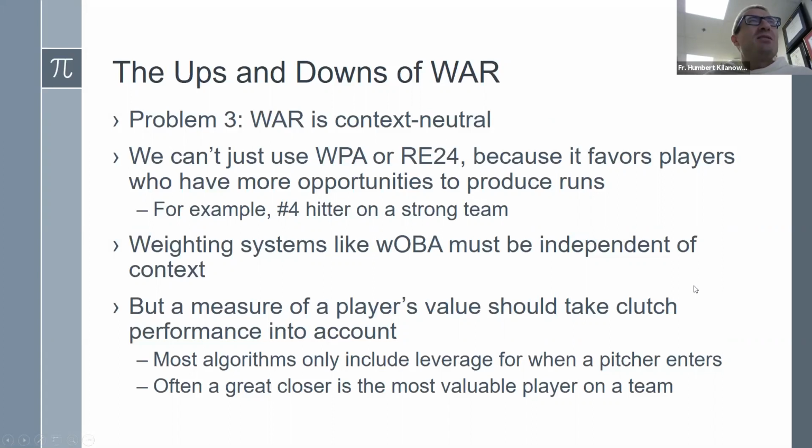But if you want to measure a player's value, then you still have to take clutch performance into account somehow. So how does this player do in situations where there's a great opportunity to change the probability of his team winning? That's called the leverage, when you have a high possible change in win probability. And often the great closer, the great relief pitcher would be the most valuable player on a team, even though his wins above replacement are going to be lower than a starting pitcher because he pitches fewer innings. That's something we haven't completely solved, but we've definitely looked at the first two and found at least a resolution to the first two, and then a way to at least approach the third issue.